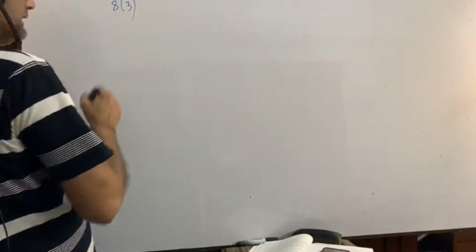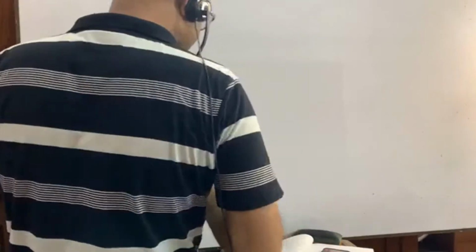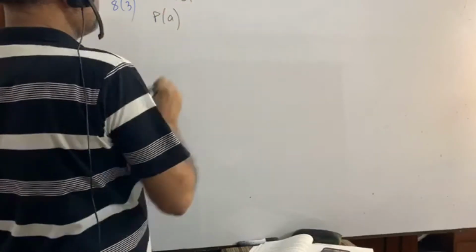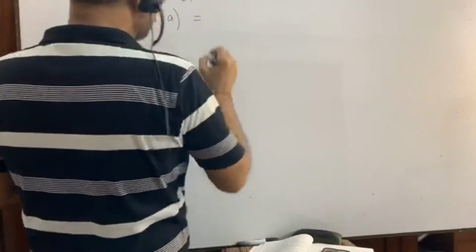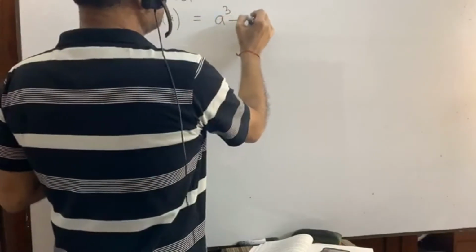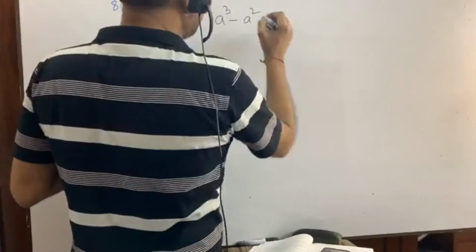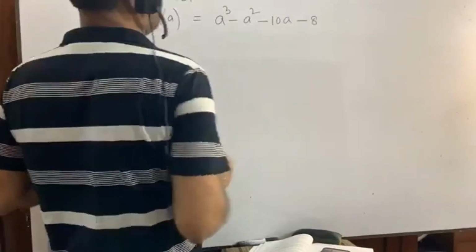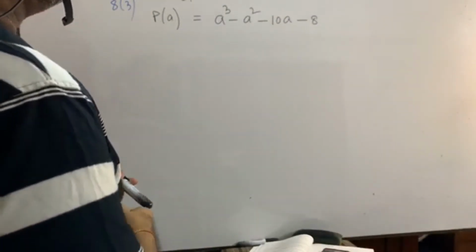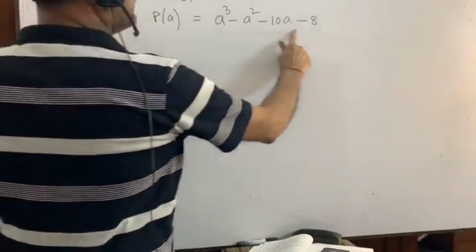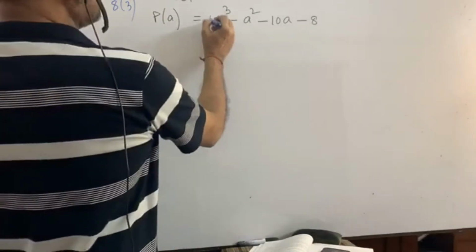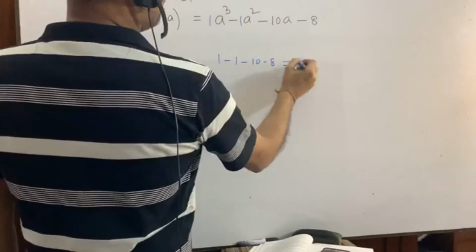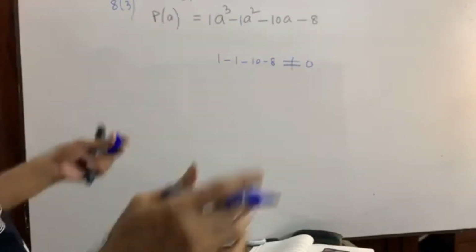Activity 8.3. This math is the polynomial of a, that is p of a. Write down, let p of a is equal to a cube minus a square minus 10a minus 8. How will you do it? If you add all the coefficients, it will never be 0. Suppose a is 1, then 1 minus 1 minus 10 minus 8 is not equal to 0, right?